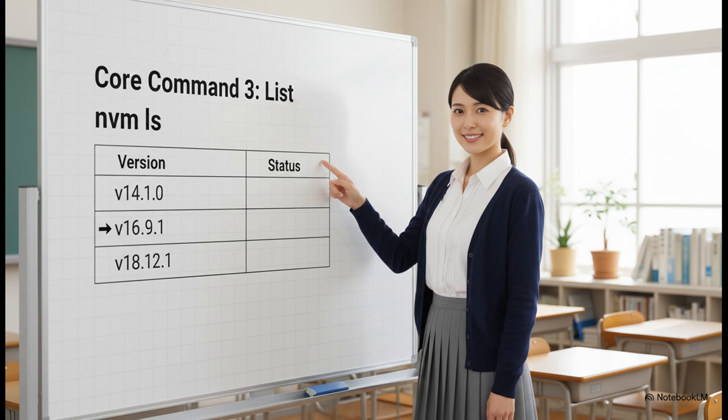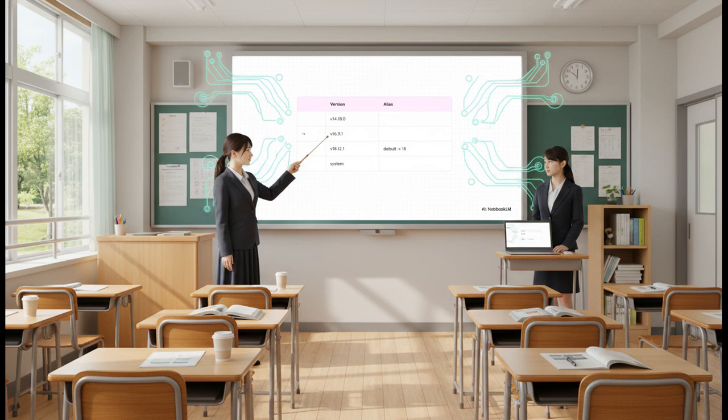So, you've been installing a few different versions. How in the world do you keep track of everything you have on your machine? For that, we turn to our third and final core command. You just type nvm ls. This shows you a nice clean list of every Node version NVM is managing for you. So what are we looking at here? See that little arrow? That's pointing to the version you're using right now, in this specific terminal window. And see where it says default? That's the version that will automatically be used anytime you open a new terminal.